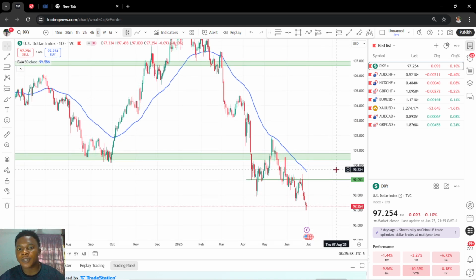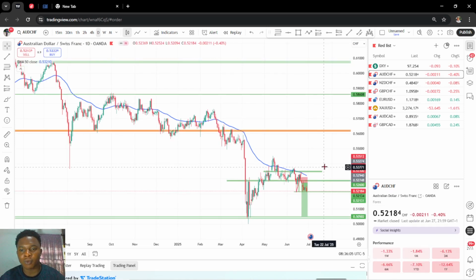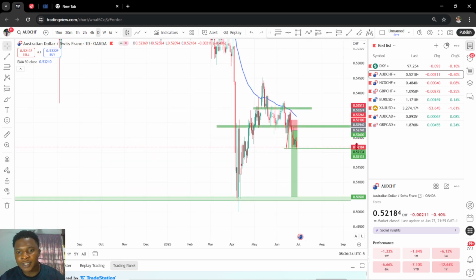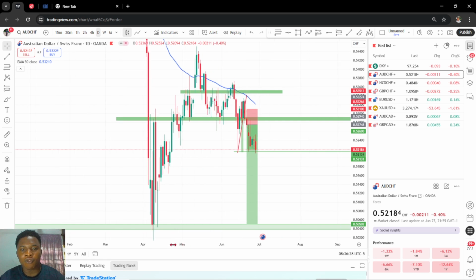The first trade I want us to look at is AUDCHF. I have been on this trade for close to two weeks now. I've been holding it, and I informed people on my Telegram channel that this is going to be a swing trade. We have hit our first level target, and all my trades have been moved to break even.